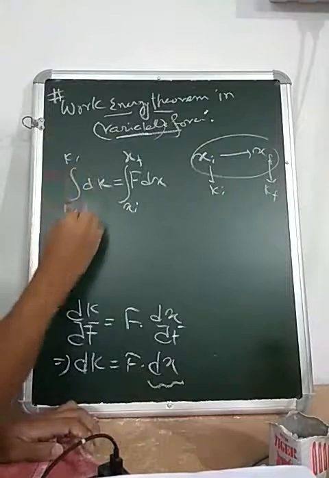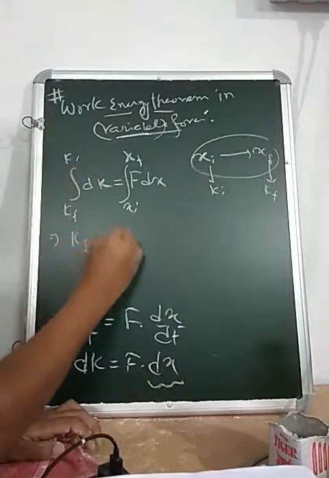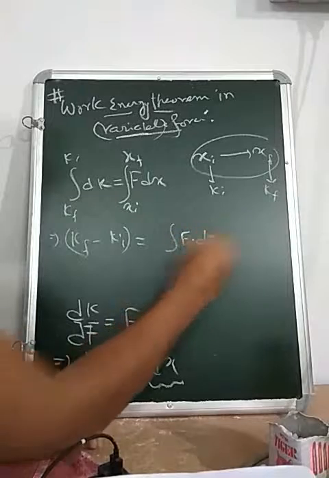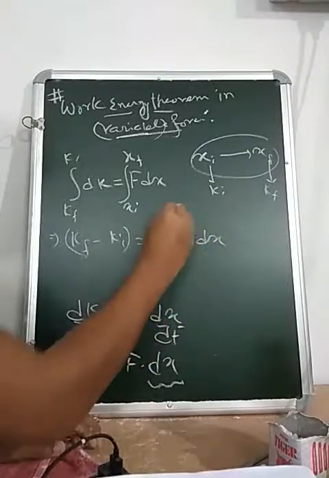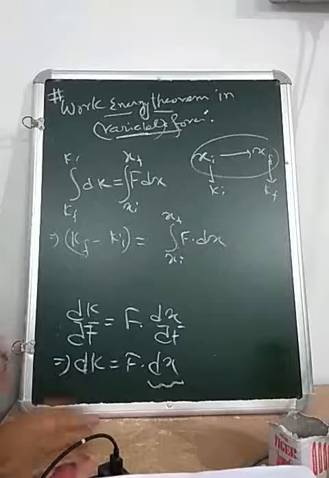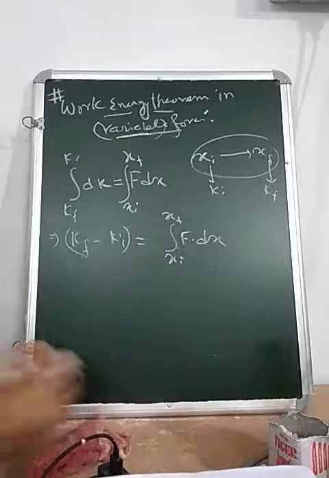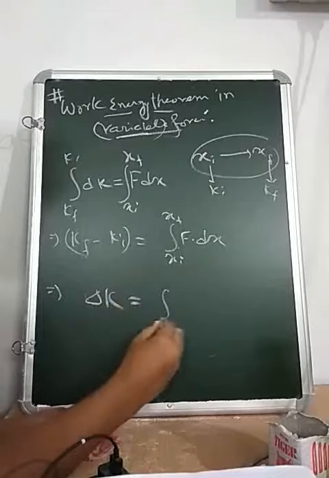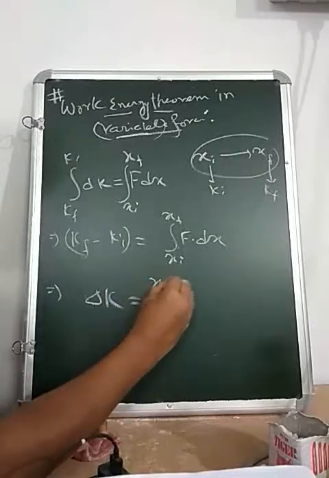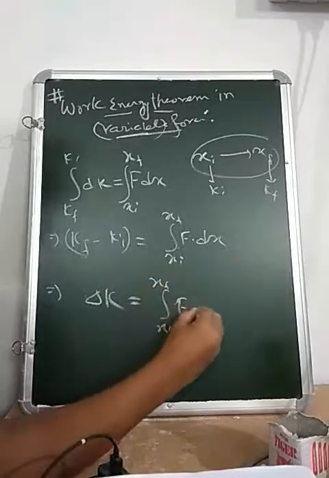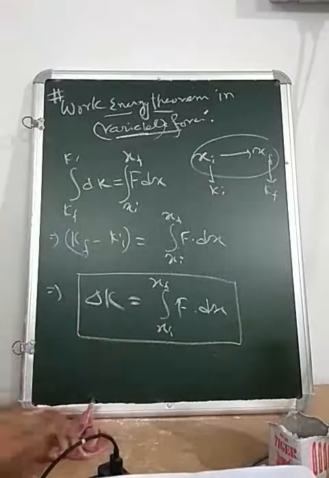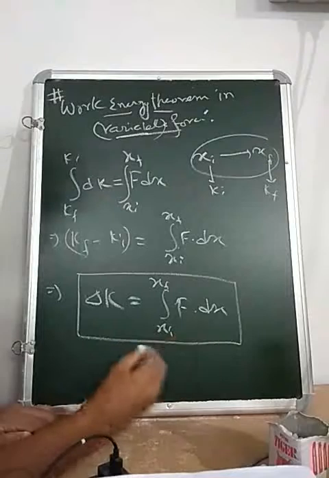So this time we can write Kf minus Ki equal to the integration of F dot dx from the initial to the final position. This is the limit. So delta K is equal to the integration from the initial to the final position of F into dx. What is this? This is the work done.